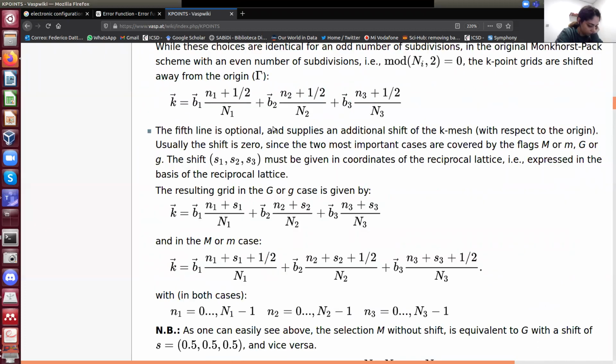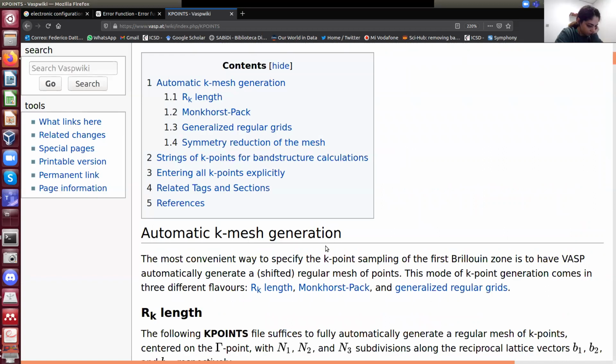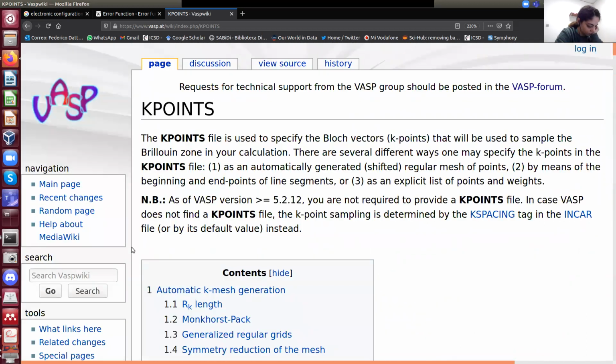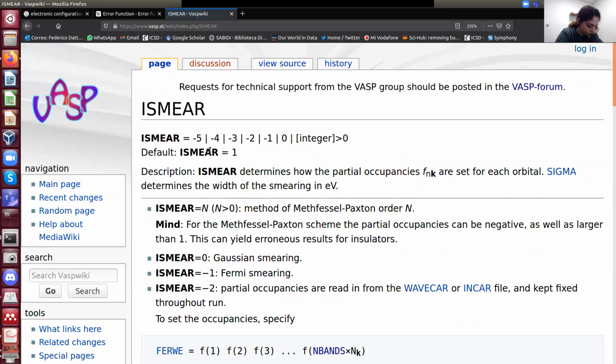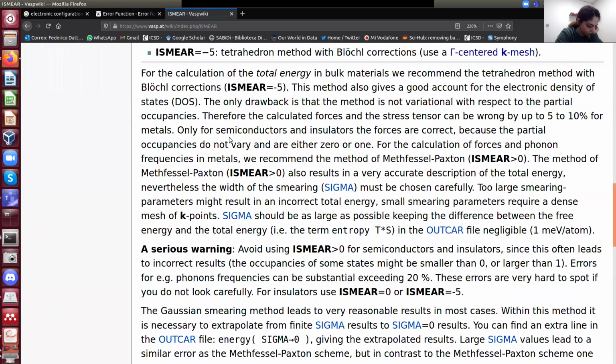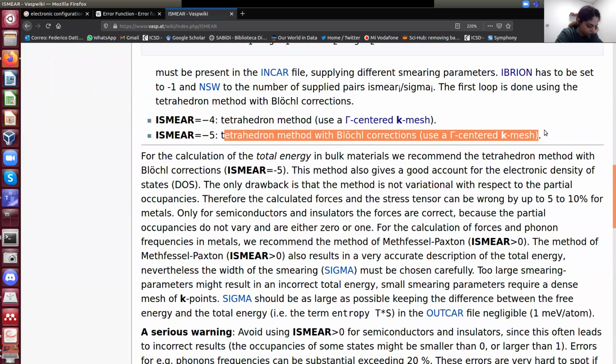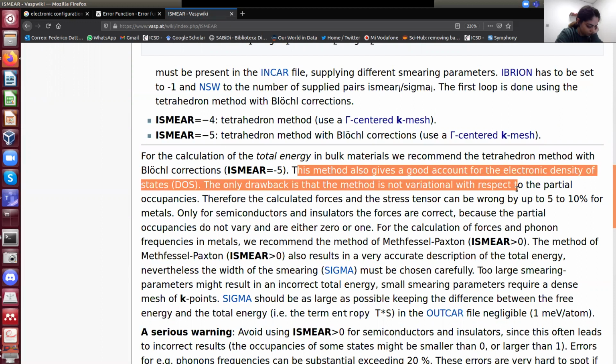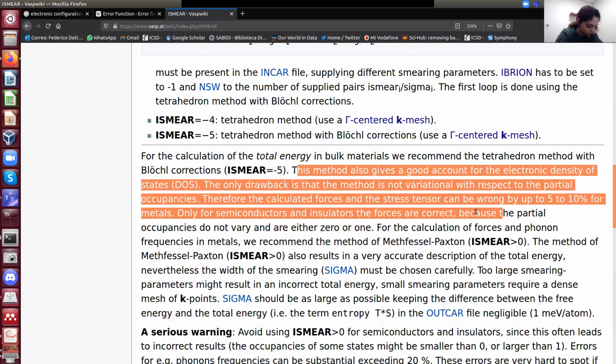Okay? And then what I also wanted to see was this ISMEAR 5. So is it ISMEAR that, because if you put ISMEAR 5 minus 5, then you go to the tetrahedron method with Blöchl correction. Okay, so you can check here what it does. Yeah. I think the number is there. For the calculation, yeah.